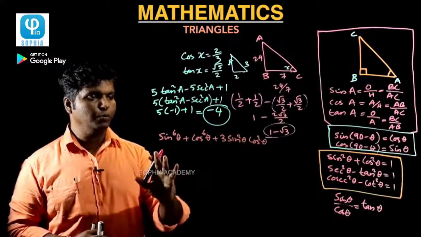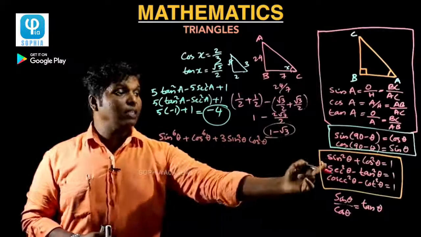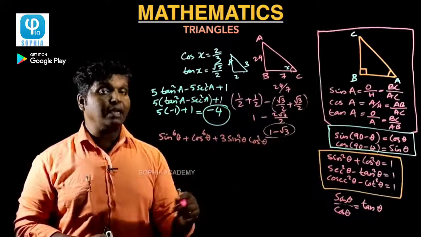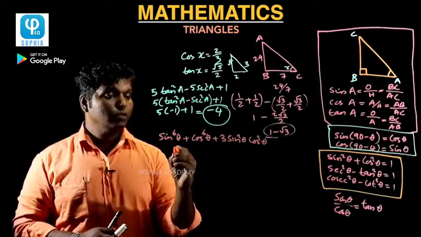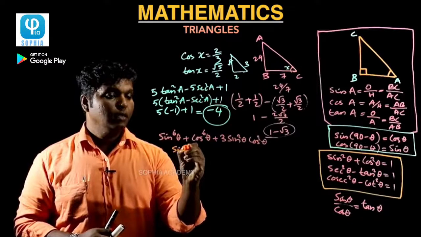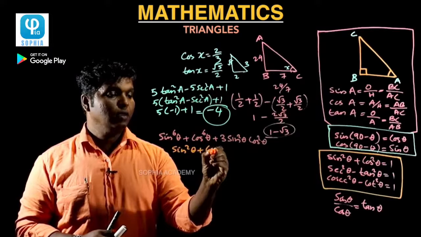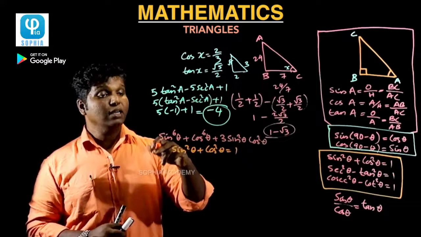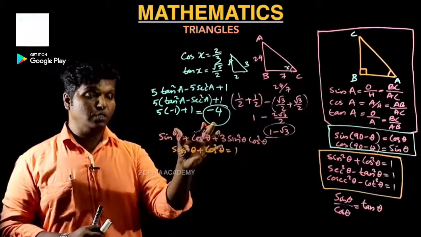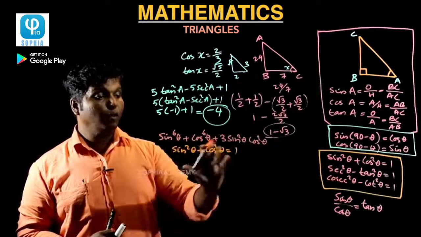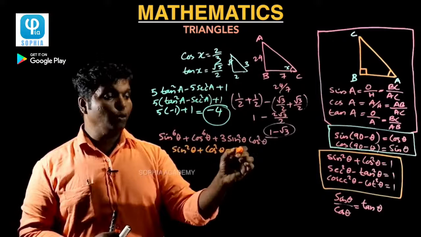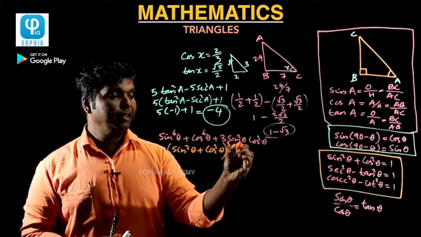How to find the value? I tell you. You already know the identity sine square theta plus cos square theta is equal to 1. Let us take that identity here. Sine square theta plus cos square theta is equal to 1. Here you want sine raised to 6 theta. That means you have to take the cube. Taking cubes on both sides, this whole cube and here 1 cube.